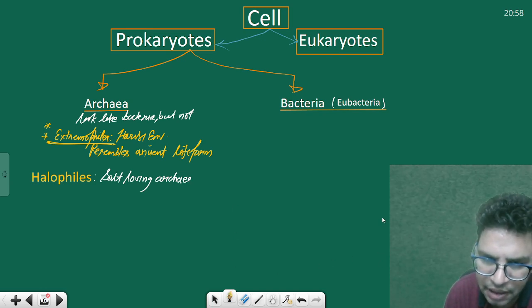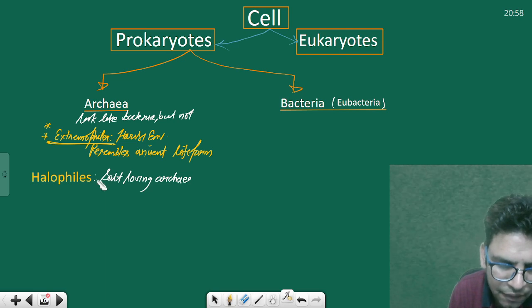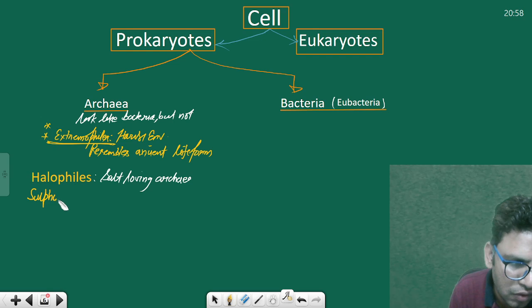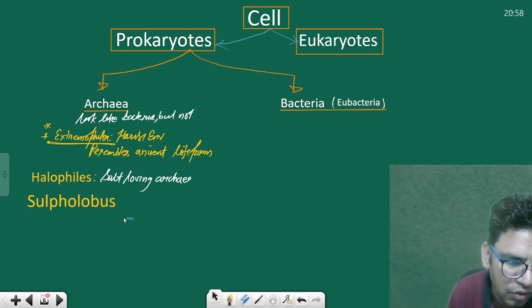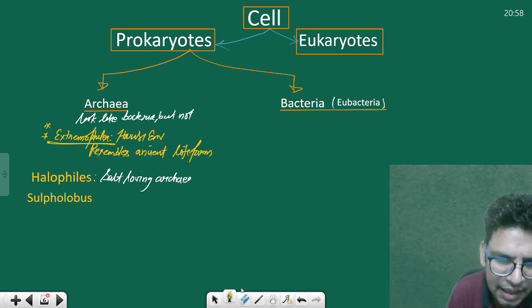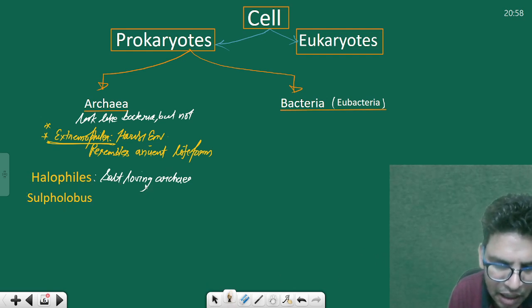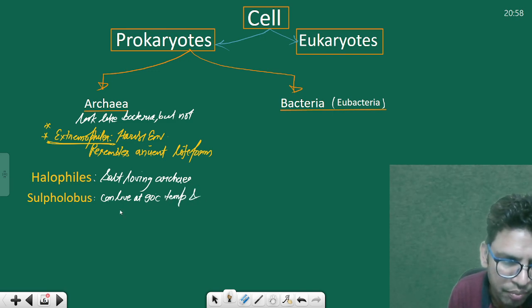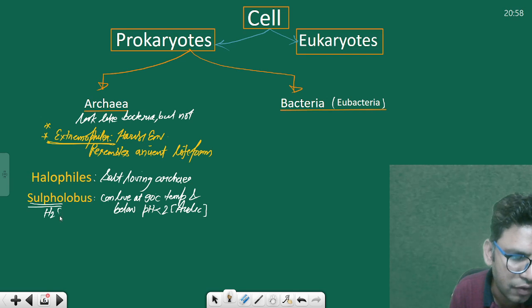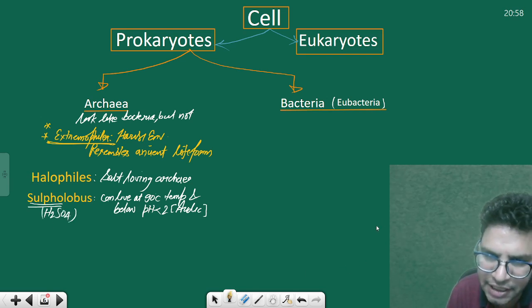Another example, let me write, is sulfolobus. These archaea can live at about 90 degrees Celsius, and at pH less than 2, a highly acidic environment like H2SO4, sulfuric acid, right? Therefore sulfur, H2SO4. Most interesting of these are methanogens, right?